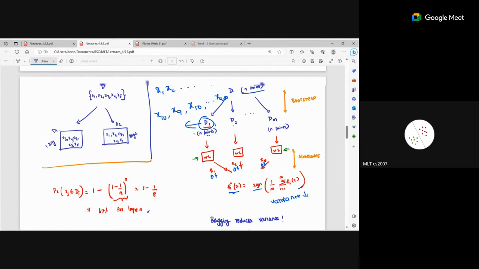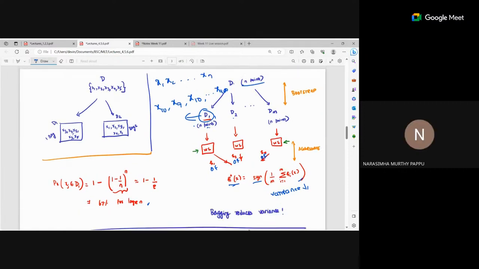It can be any model. With this bootstrapping you won't be defining which model you're going to use. For D1, D2, DM, you can use any algorithm. This is applicable to regression as well as classification, though mainly we use it for classification. Generally regression models will not have as much of a problem.